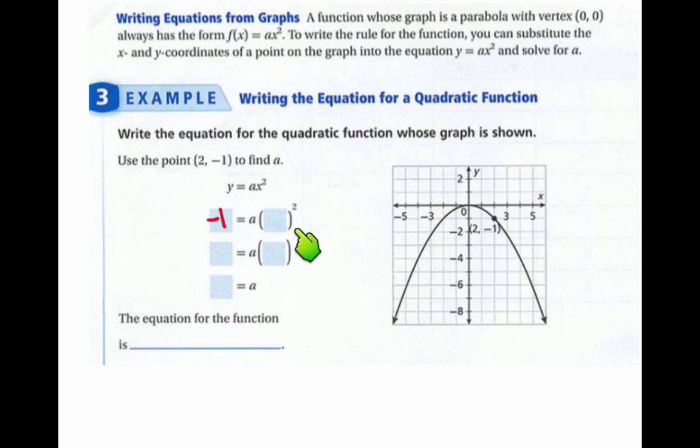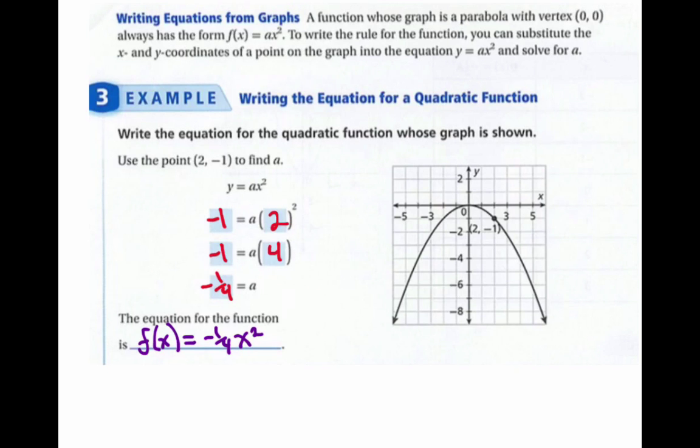And x is 2. So I'm going to plug that in for x. So our parent-ish function is we're looking at y equals a times x squared. So we know that we should get -1 equals a times 2 squared, because that's our x and our y here. So if we solve, we should get -1 equals a times 4, because 4 is 2 squared. And now we just need to do algebra. We get -1/4 equals a. So to write the equation, we can say f of x equals -1/4 times x squared.